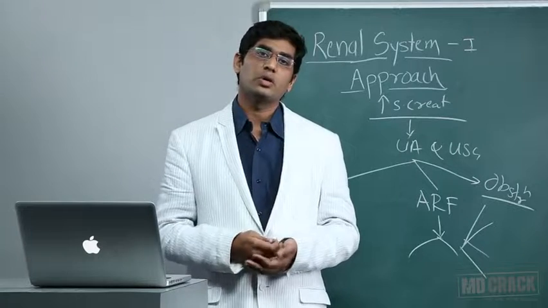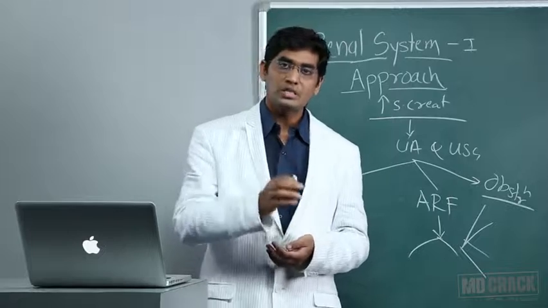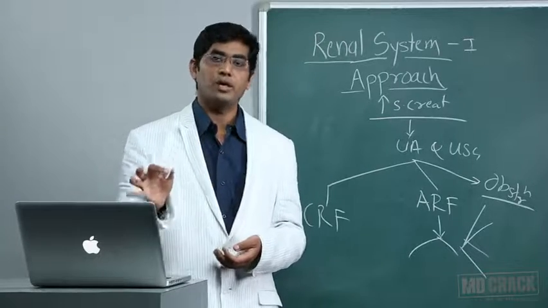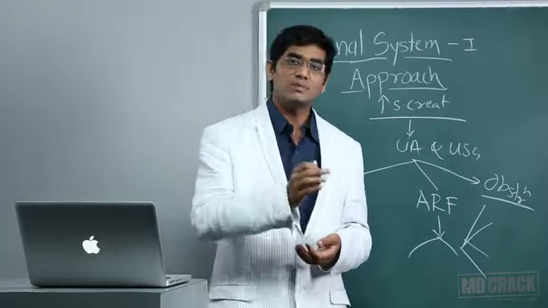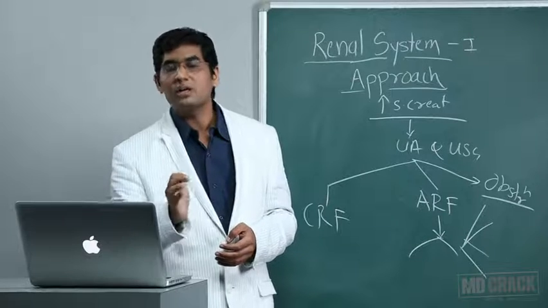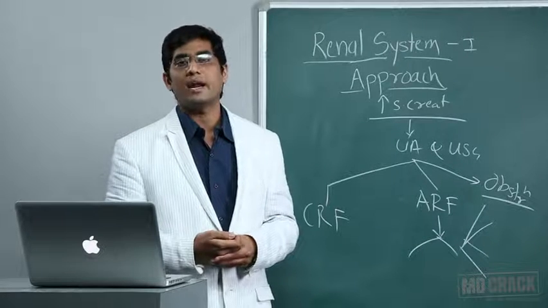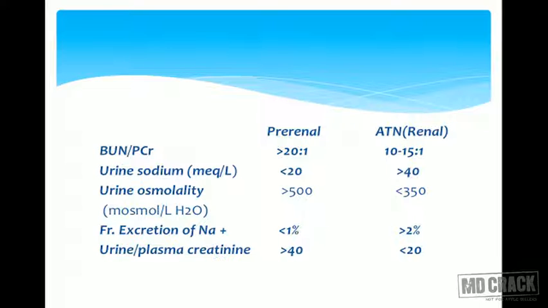So here we can take the help of urine electrolytes. We can measure the fractional excretion of sodium, the osmolarity of urine, the ratio of urea and creatinine, and the ratio of urinary and plasma creatinine. And we can differentiate renal from pre-renal type of acute renal failure by looking at urinary electrolytes. And we have that chart, you can see it in the presentation. We have a very good slide indicating what are the findings in renal and what are the findings in pre-renal failure.